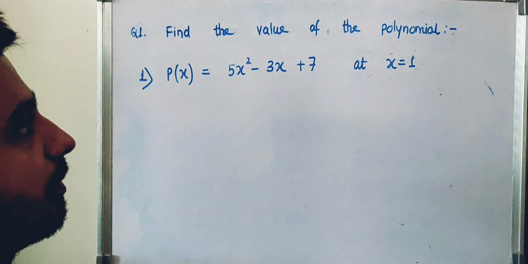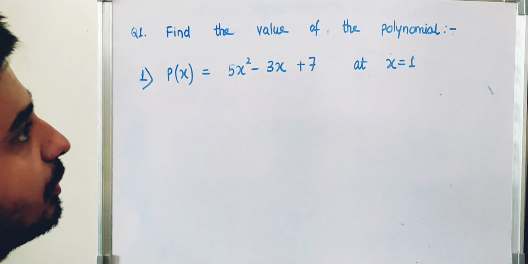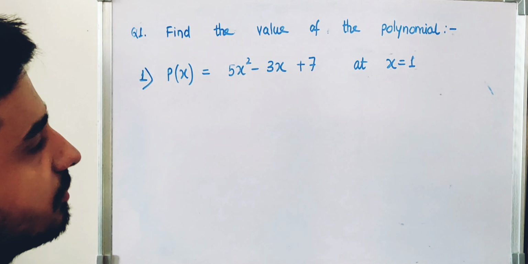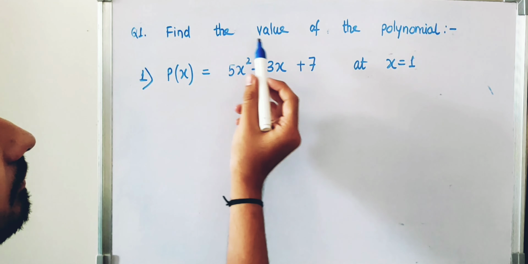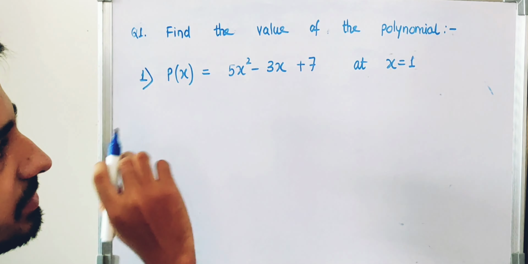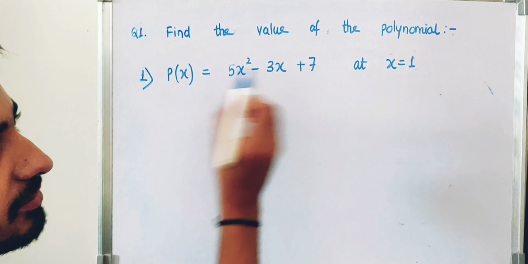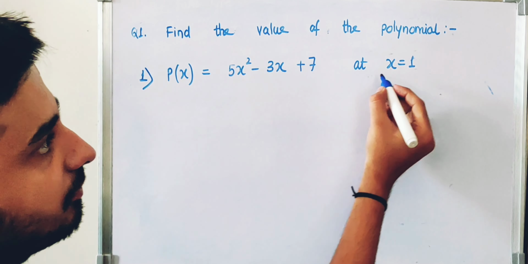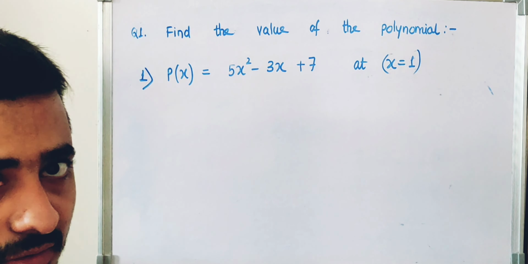Now we are going to clarify the concept of polynomial further by solving a question. Find the value of the polynomial. This is question number 1. P of x equals 5x square minus 3x plus 7, and you have to find the value of the polynomial when x equals 1.